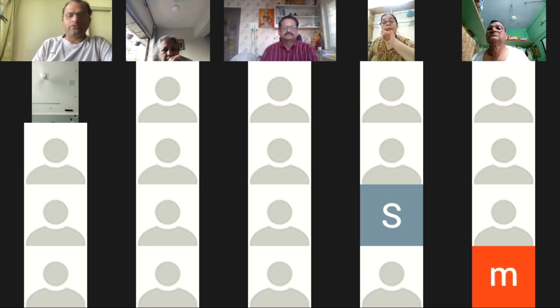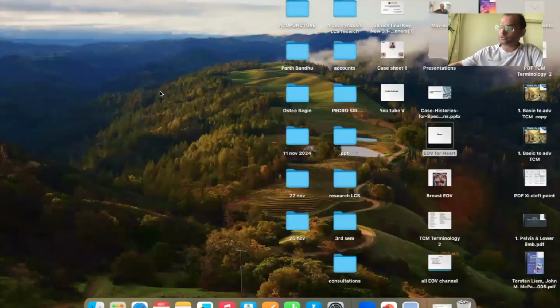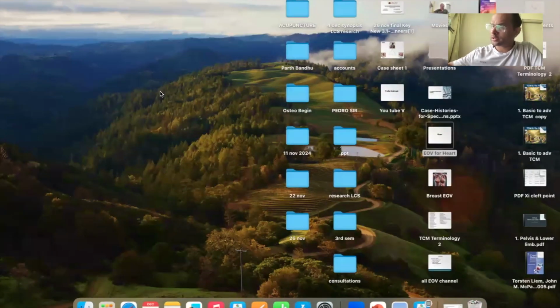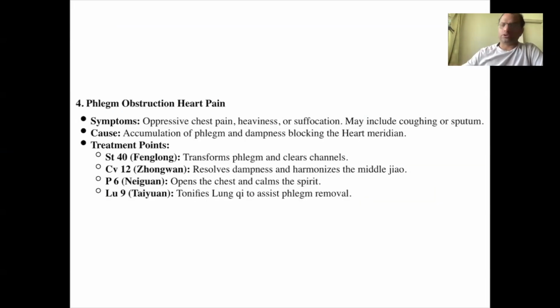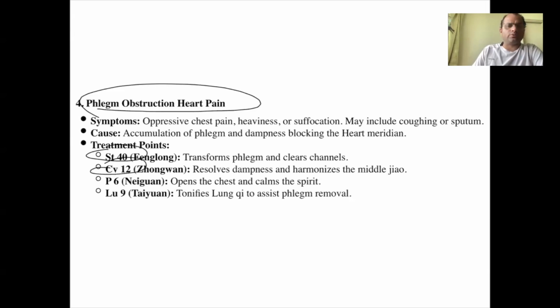So that is called phlegm obstructing. It is also a very common pattern of heart attack or cardiac failure. So the phlegm is obstructing the heart. It is also a very common pattern. So Stomach 40 is one of the great points. CV12 is a very good point for phlegm. Pericardium 6 and Lung 9.